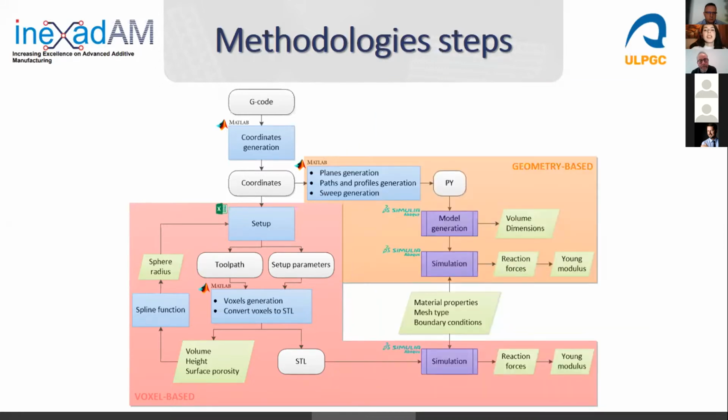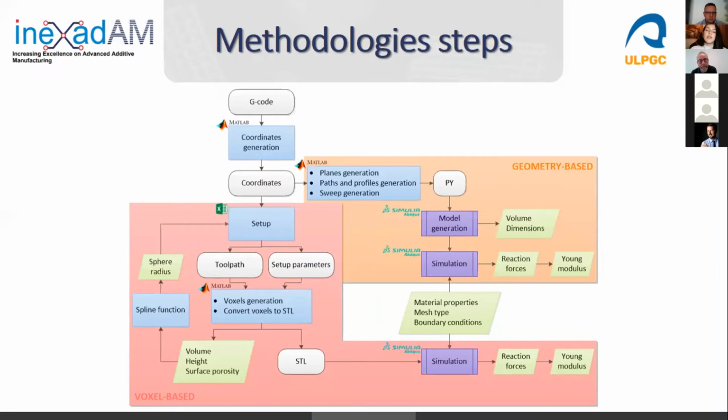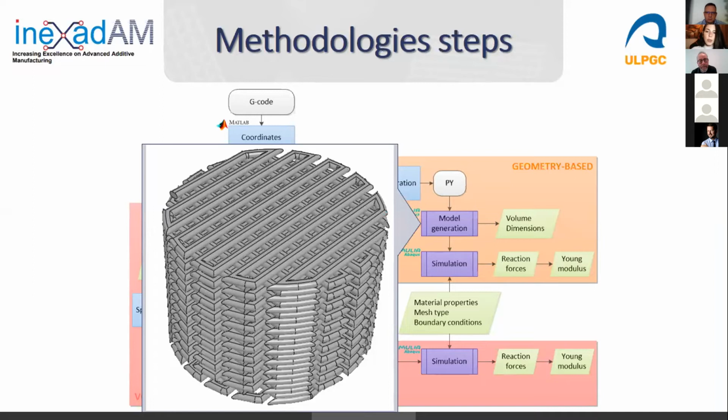With this coordinate, we can model with the geometry-based modeling technique, extracting the information of the plane, the paths, and the sweep generation, and then writing a Python file that can be imported in Abaqus, a finite element analysis software. And after that, we can obtain the model in the Abaqus software.